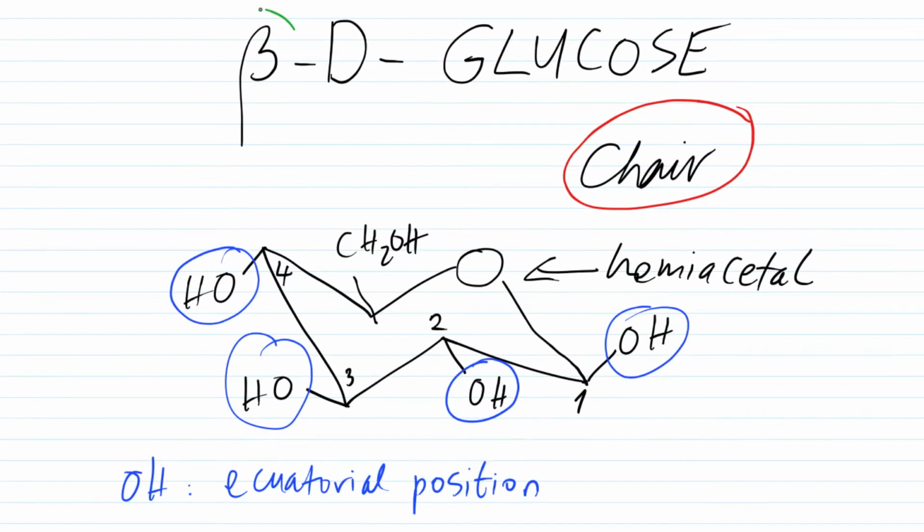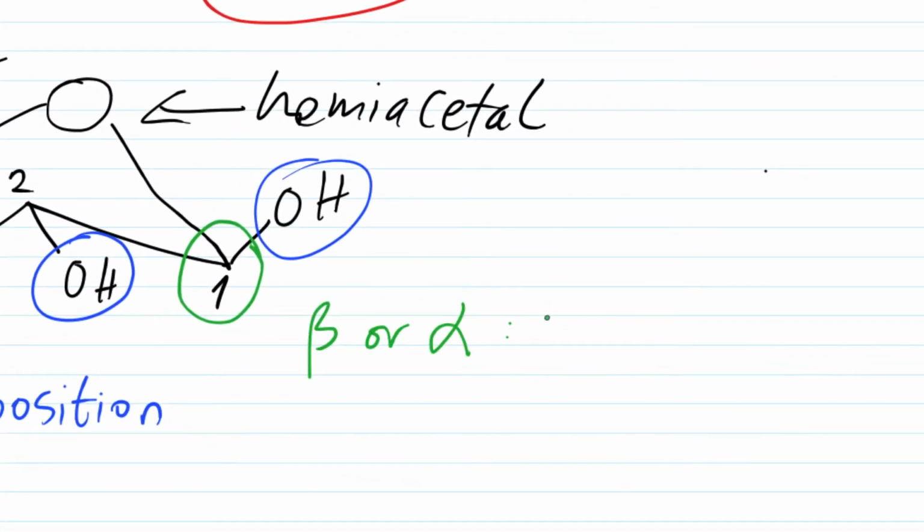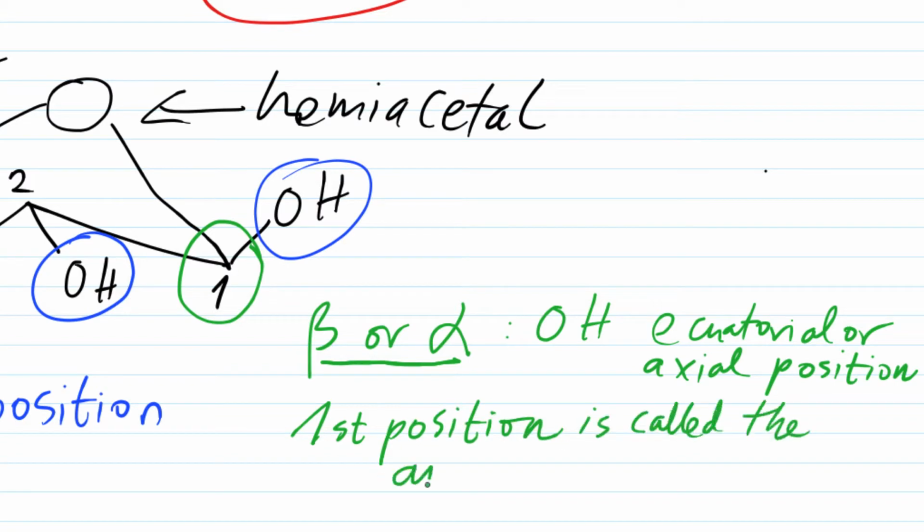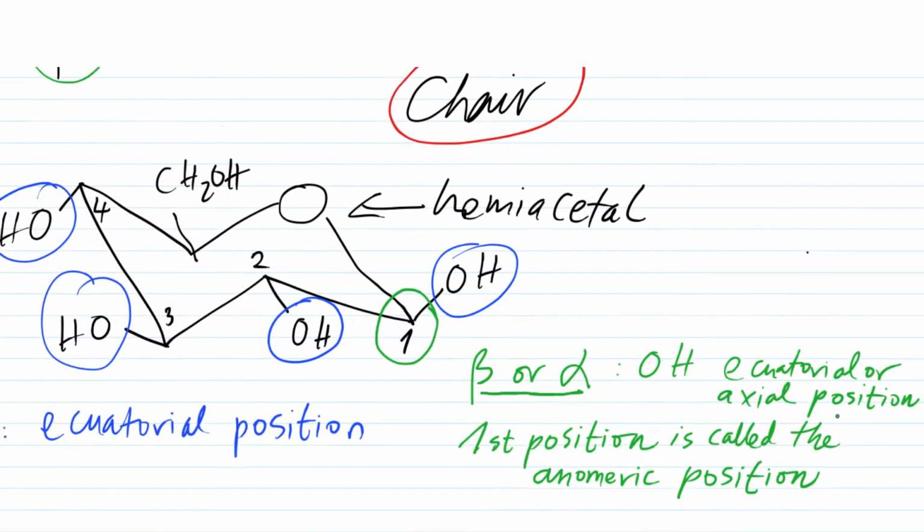All the hydroxides are in the equatorial position as well as the CH2OH substituent in carbon 5. At the first carbon it is beta glucose when the hydroxide is equatorial or alpha if it's axial.